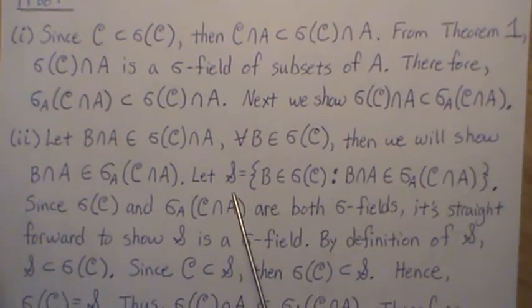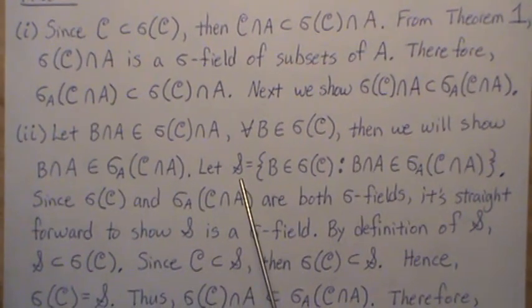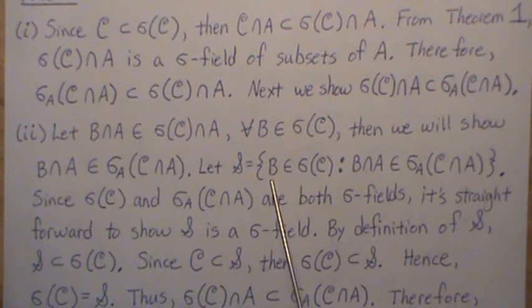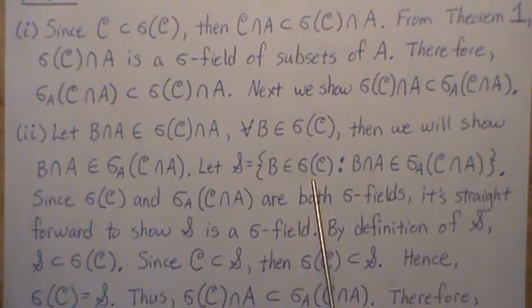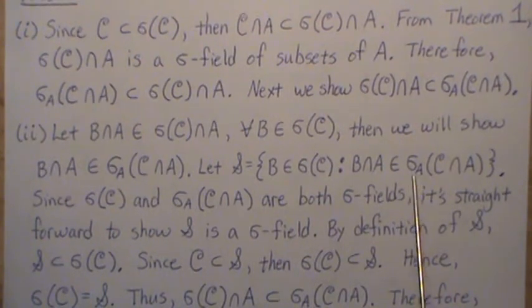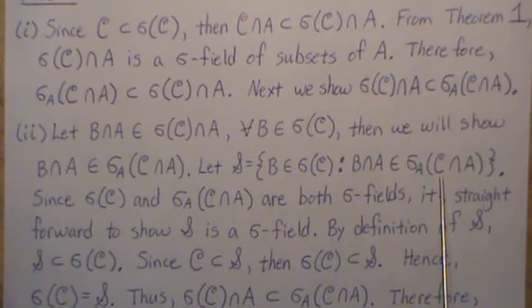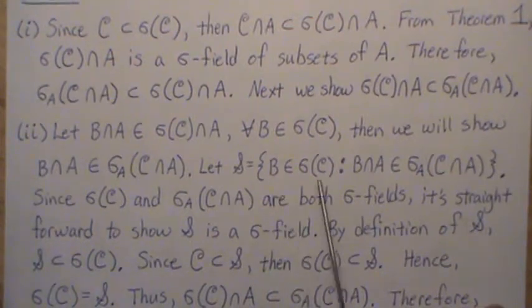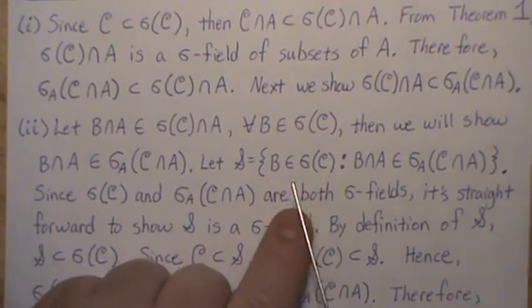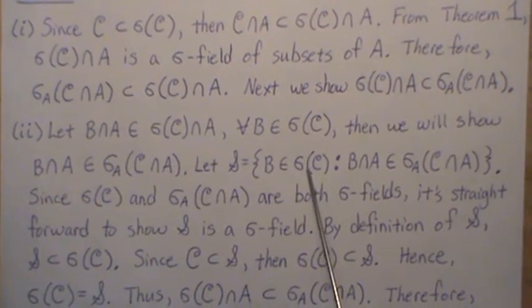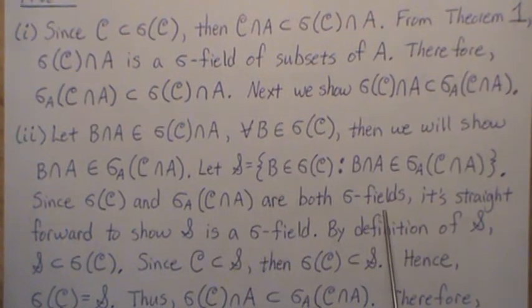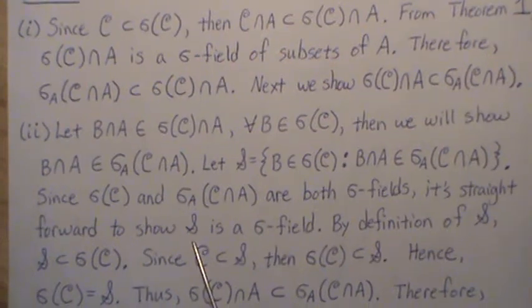Now we're going to generate a class. Let S be equal to all the sets B that are elements of this sigma field such that B intersect A is an element of this sigma field, sigma of script A intersect B. Now, I'm going to leave this next step as homework to you, and it's quite straightforward, right? We're taking sets from this sigma field and requiring them to be a part of this sigma field.